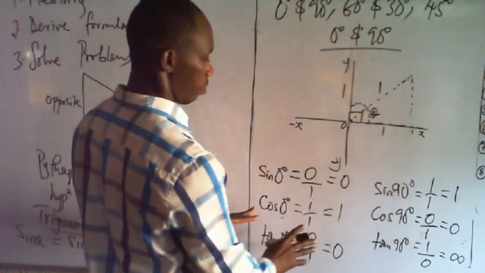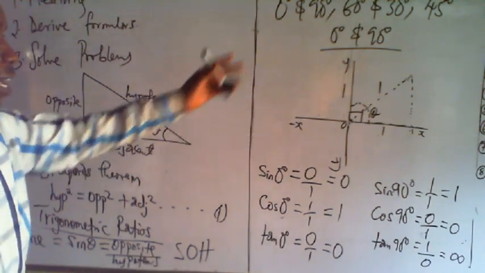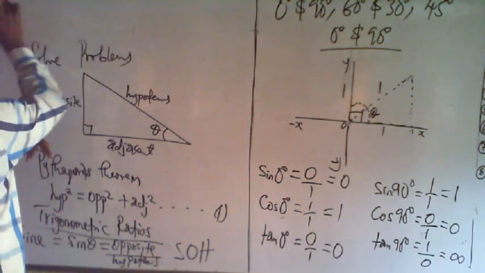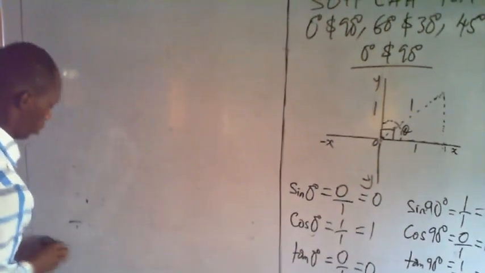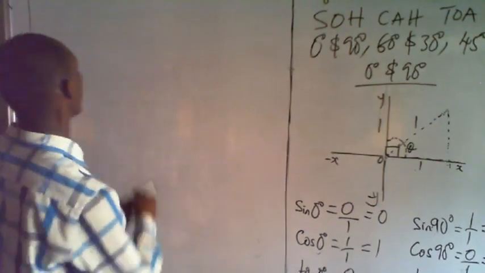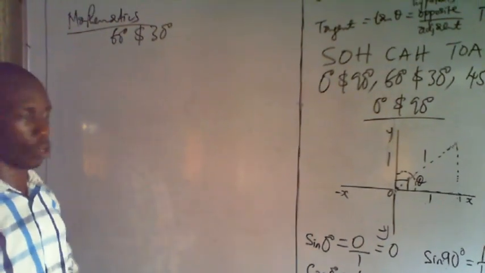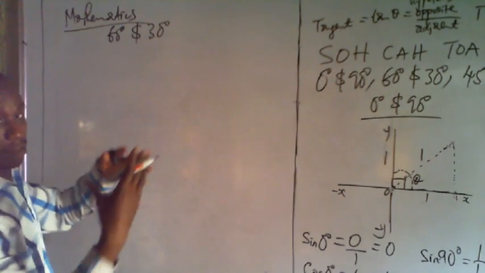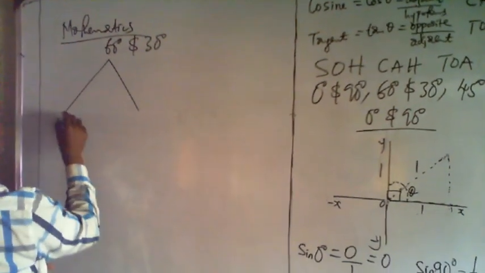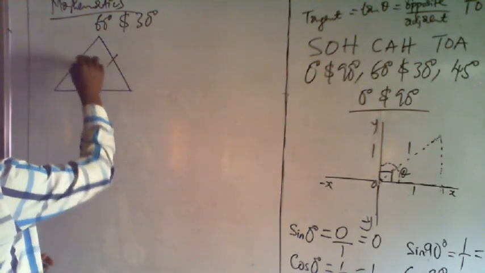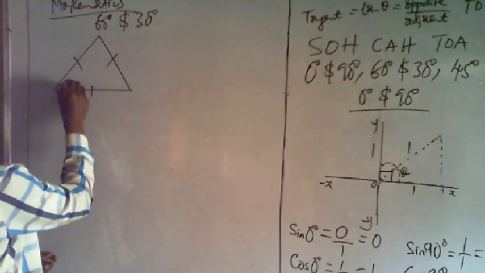Now, these are the values of 0 degrees and 90 degrees for sine, cosine, and tangent. Now we're going to derive the values for 60 degrees and 30 degrees. For 60 degrees and 30 degrees, we derive their values from a right-angled triangle. We derive the values from a right-angled triangle formed from an equilateral triangle. Equilateral triangle, a triangle where all the sides are equal, all the included angles are 60 degrees.